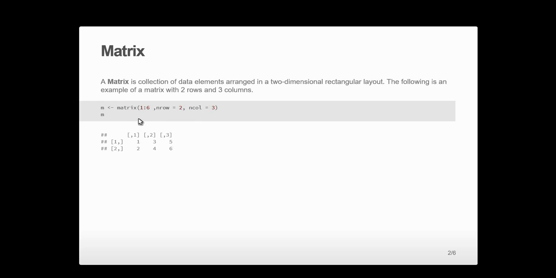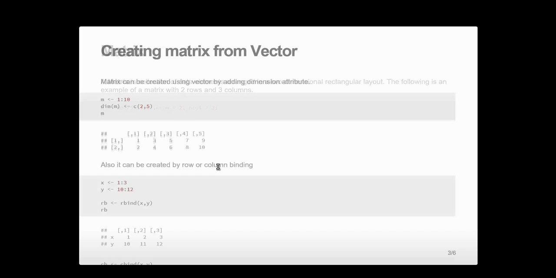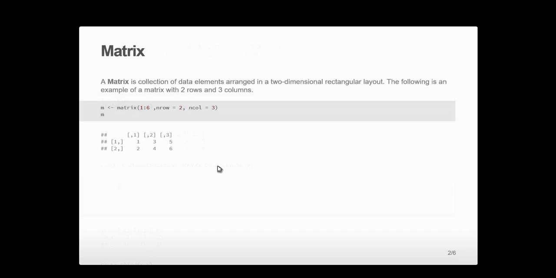Now one key important thing that you should remember is that when the matrix is created, it always fills the rows first, and then it creates the columns. So here you can see it's created the 1 2, the first two rows, and then the 3 4 5 6. So that's an important thing that you should remember.